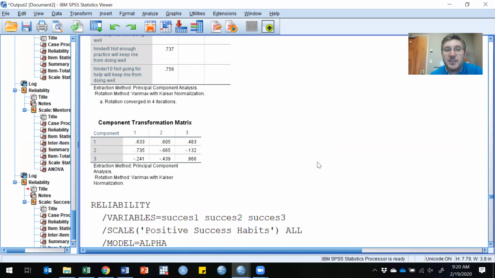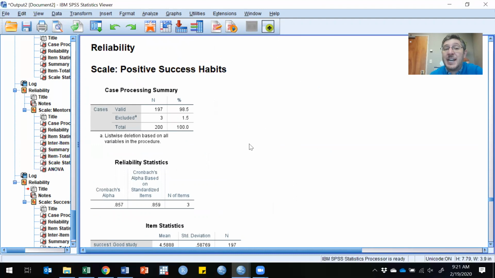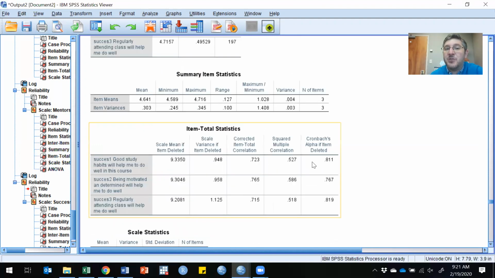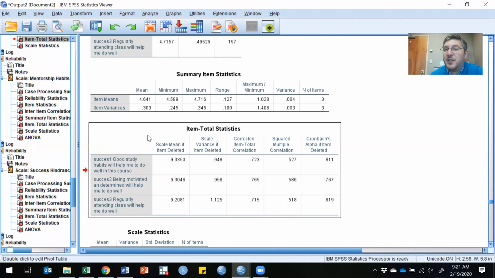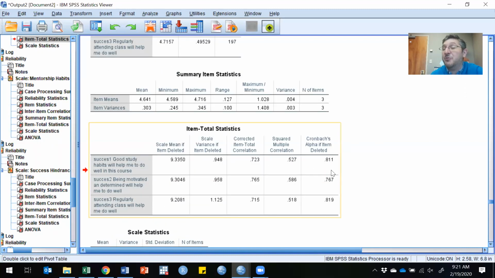Here we go. Which ones? It's the positive success habits. It has a pretty strong reliability, 0.86. So it's pretty good reliability. This would be the other table I would look at. This tells you what happens if we delete one of those items. It gives you the Cronbach's alpha, what the alpha would be if we deleted that item. This item already has great reliability. It's only 3 items. I would really be hesitant about deleting an item. And you can see that if we deleted an item, it would reduce the reliability of the scale.